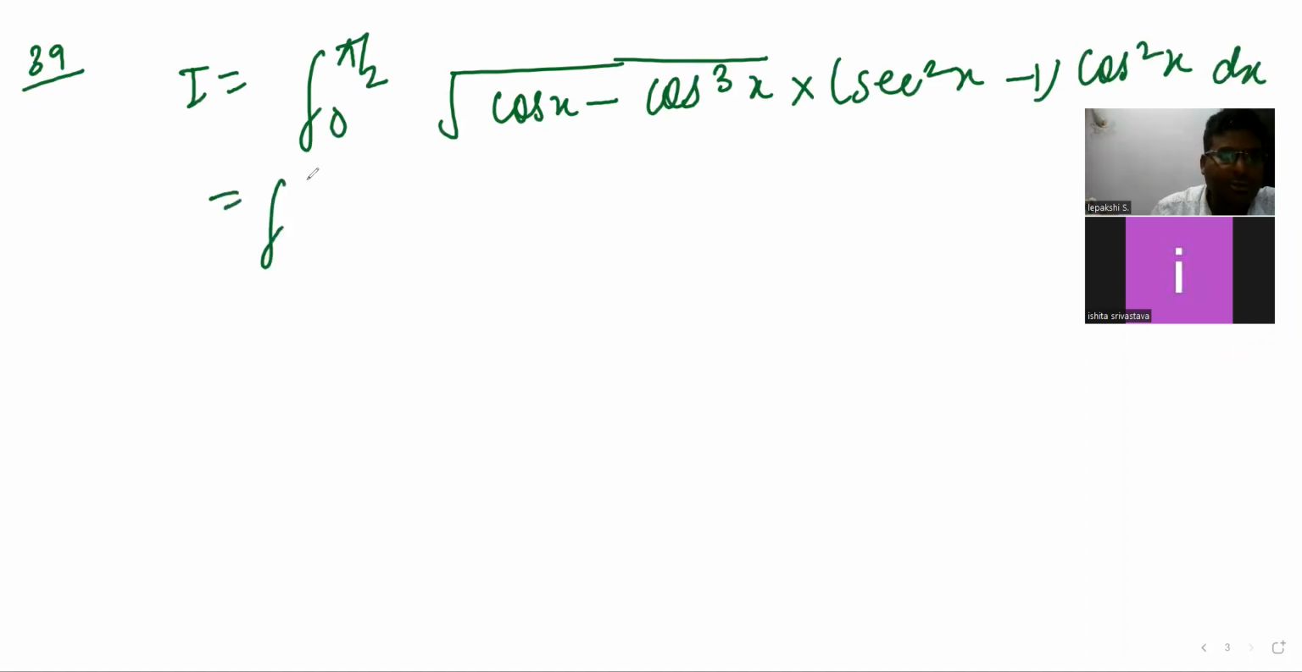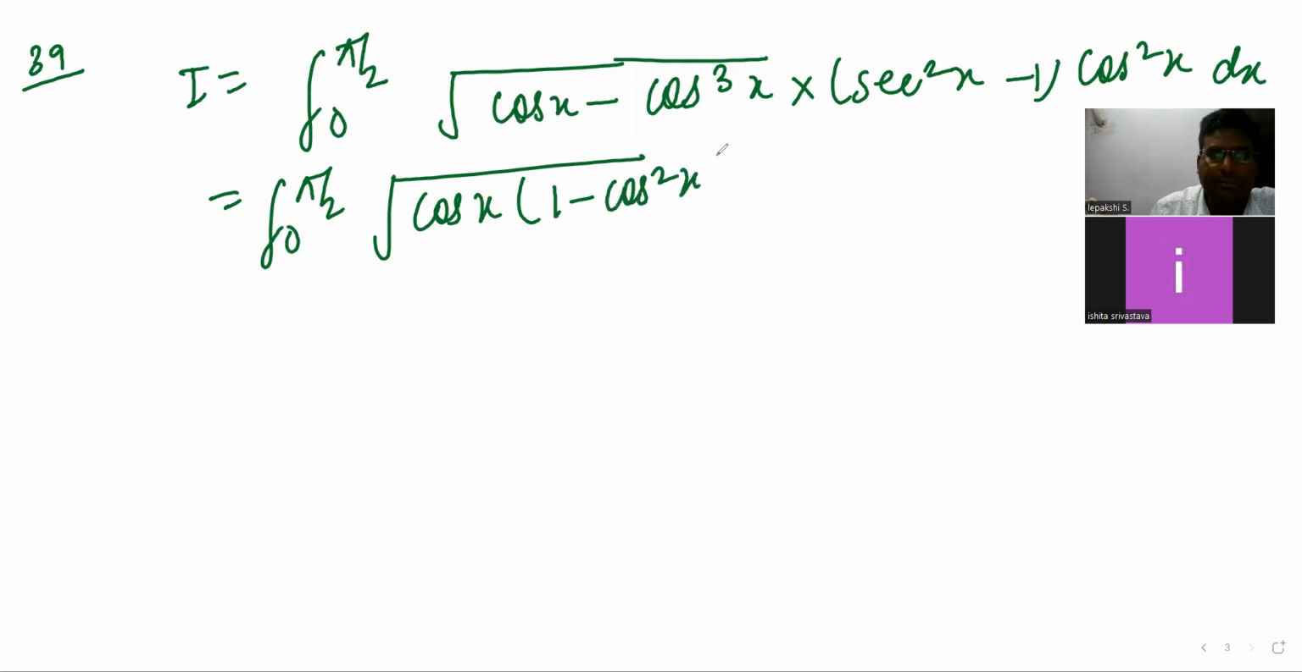So it is 0 to pi by 2, right? So take cos x common, then it will be cos of x into 1 minus cos square of x into tan square x. Minus 1 will become sec square x minus 1, which becomes tan square x. Now it is equal to integration of tan square x into cos square x into dx.